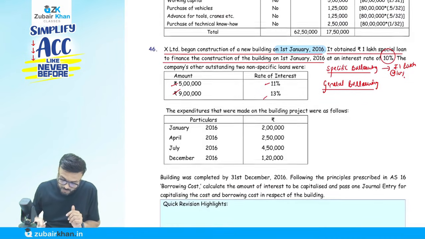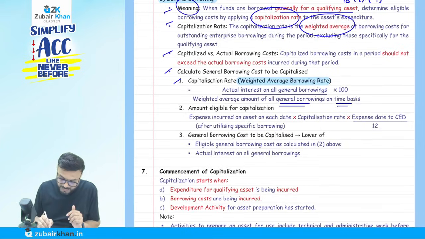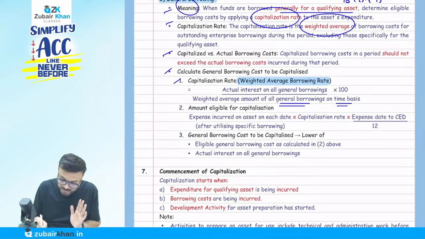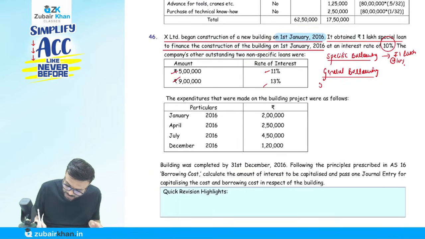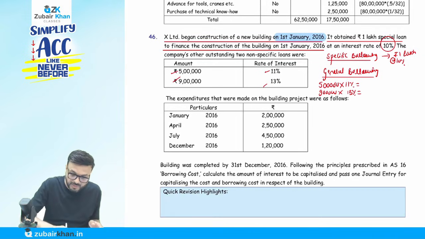So what is step number one? They say in step number one: actual interest on all general borrowing. So we took a loan of how much? 5 lakh. So I will write it down here now. Interest, actual interest: 5 lakh multiply by 11%, and here 9 lakh multiply by 13%. How much is it coming to at 5 lakh multiply by 11%? That is coming to 55,000.